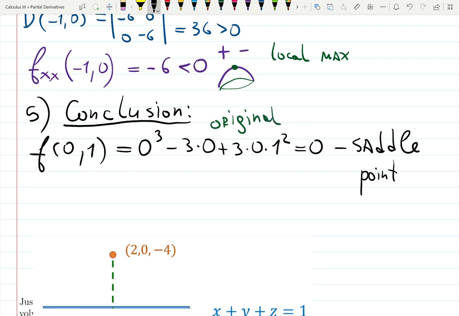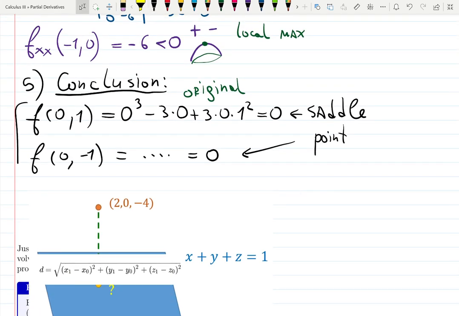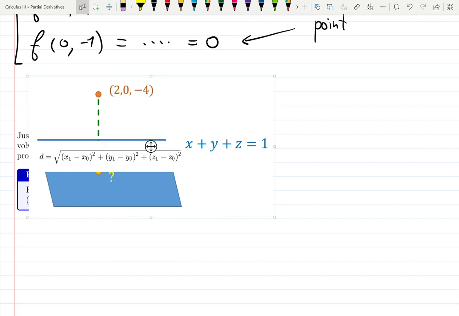There was one more saddle point. F at 0 and minus 1. I'm plugging in and I get height 0 as well. That is also a saddle point. So we have two saddle points, nice. And then we have maximum and minimum, so all possible examples.